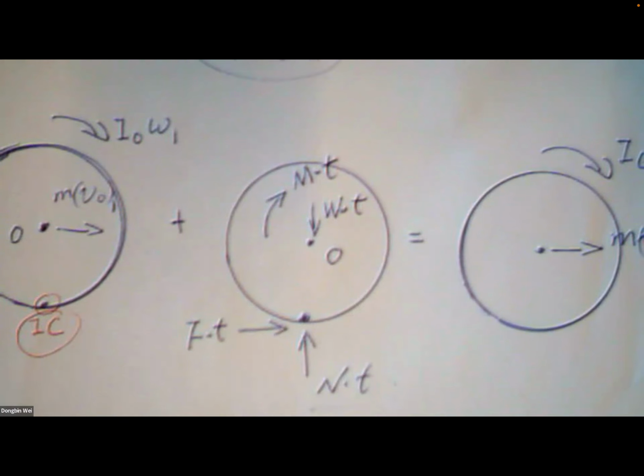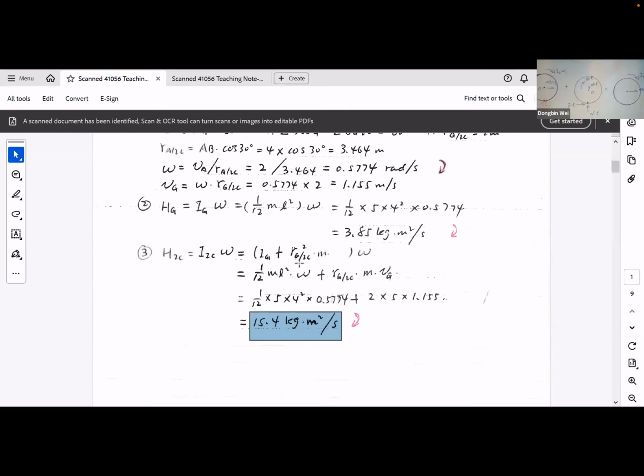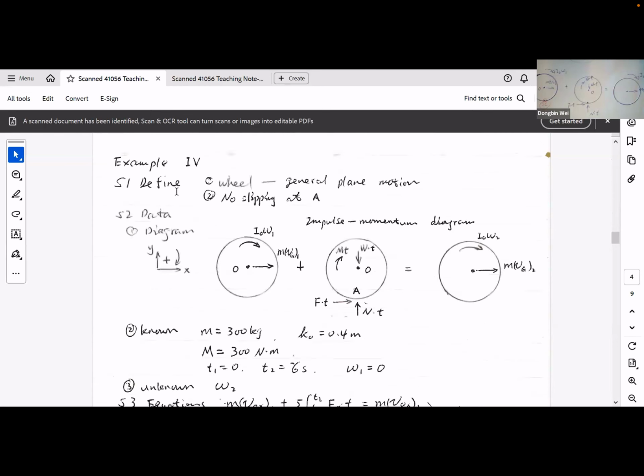No touching. No touching. My solution. Okay. So firstly, you can define general plan motion of this wheel, and because no sleeping at point A, so point A must be the IC point.